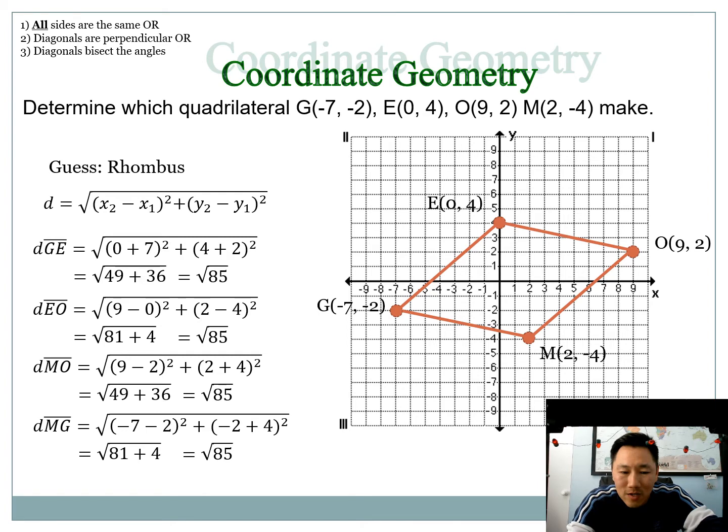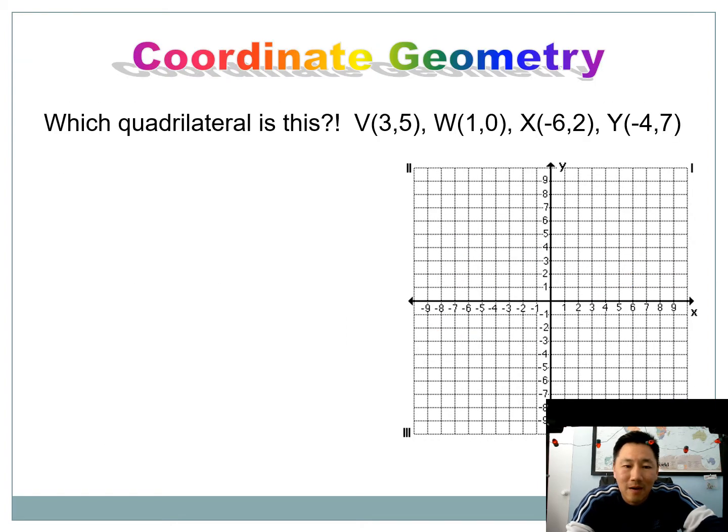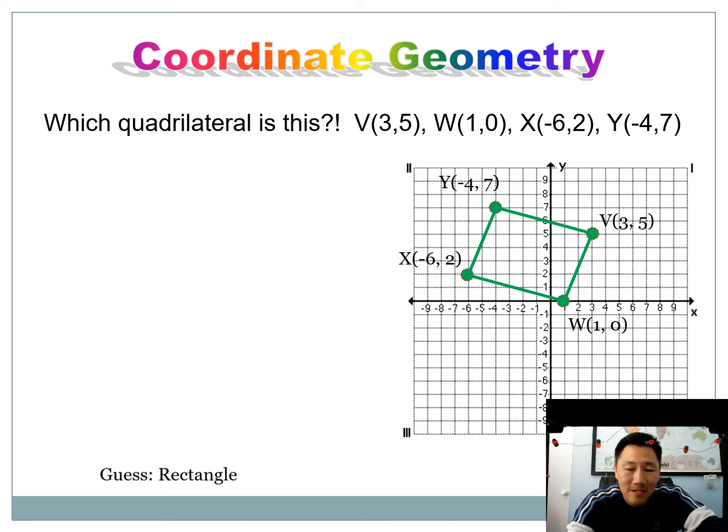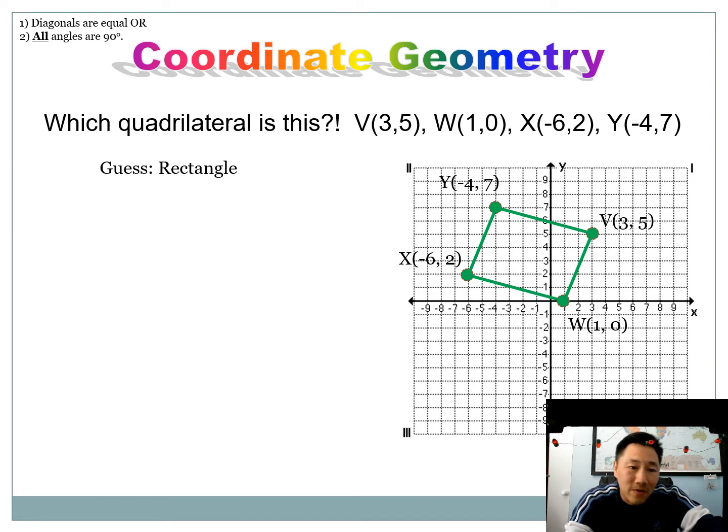All right, let's do another one of those. How about this quadrilateral? I don't know, that looks kind of like maybe a rectangle. I'll guess it's a rectangle. There are two properties for proving something's a rectangle. I can check the diagonals are equal, so I can find the distance of the diagonal and then the distance of the other diagonal and see if they're the same. Or I can check all the angles are 90 degrees.